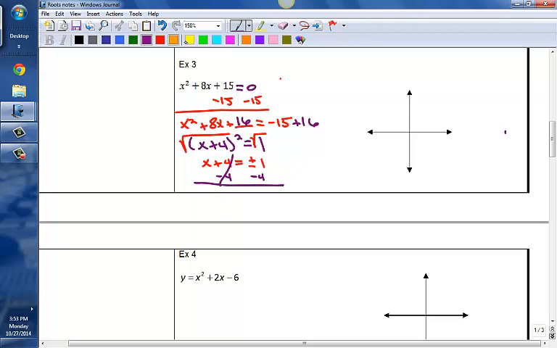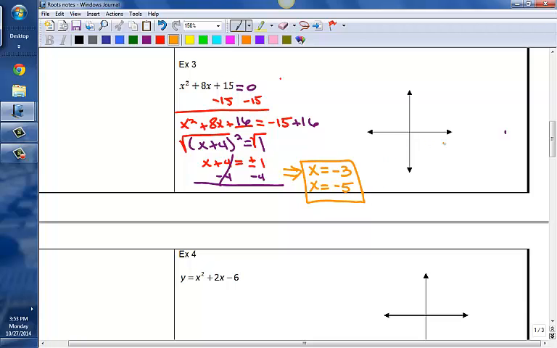So I'm going to write the answers over here to the side. X equals a positive 1 and a negative 4, so that's a negative 3, or a negative 1 and a negative 4, which is the negative 5. So there's my two roots, my two solutions right there.